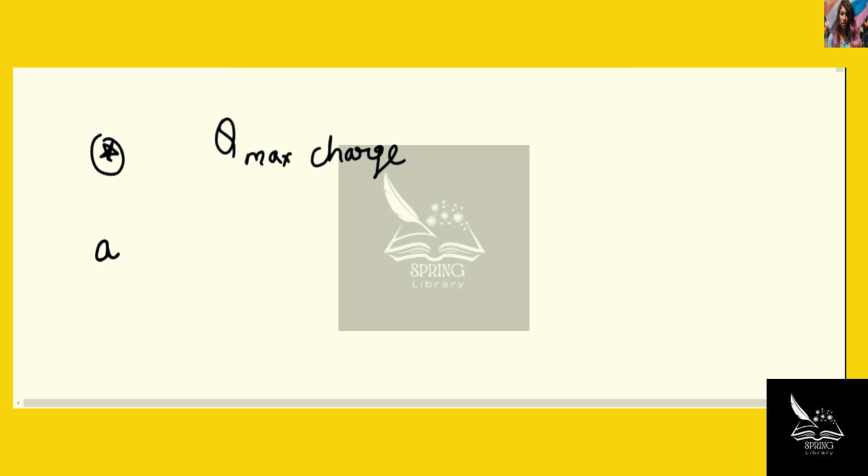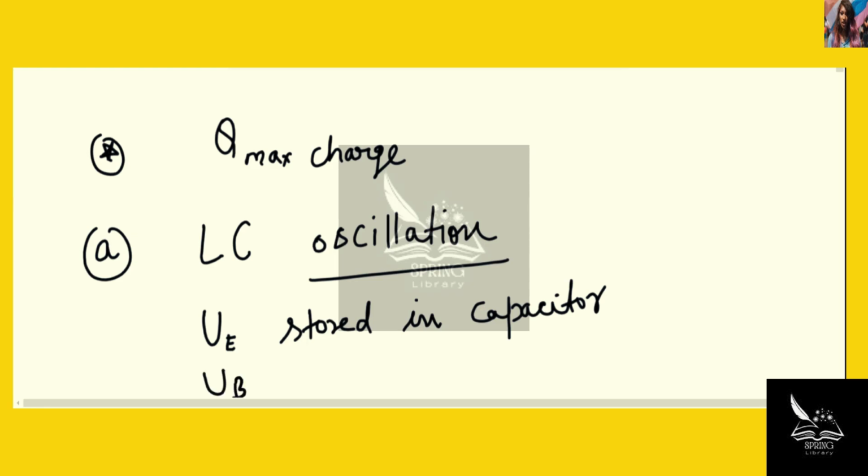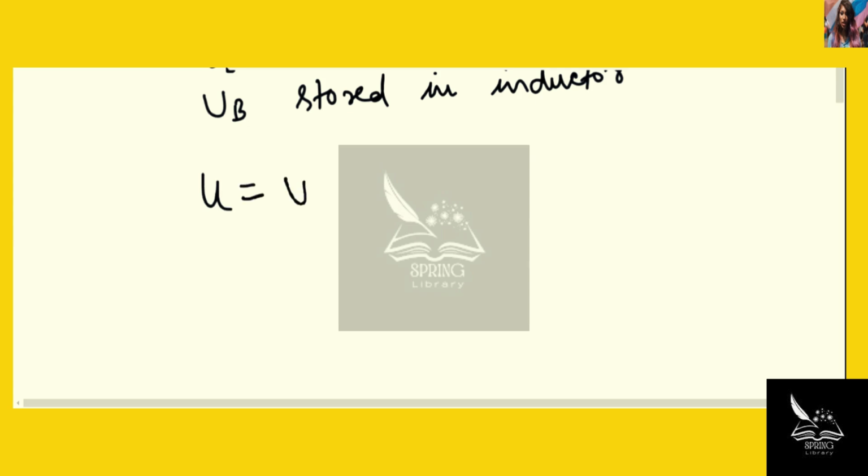We know that in LC oscillation, energy is conserved. Suppose UE is the energy stored in the capacitor and UB is the energy stored in the inductor. So we can say the total energy U is conserved, which is equal to UE plus UB.